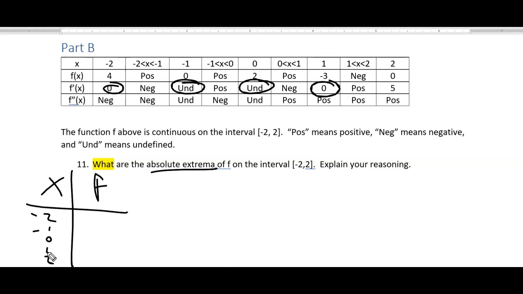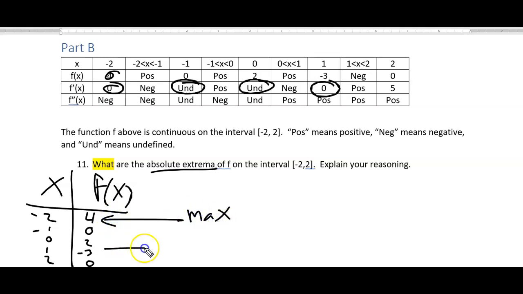And so what we need to do now is we just need to find out, well, what is f of x at each of those points? But the good news is it's pretty easy. They just give it to you. So at -2, f of x is 4, next one is 0, 2, -3, and then 0. And so we can see that this one would be our max, and this one would be our min.